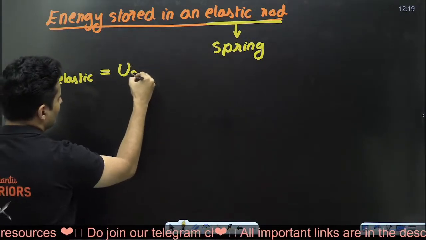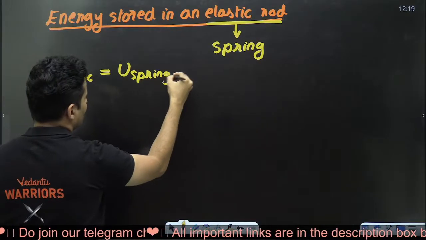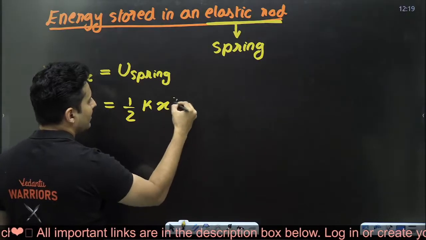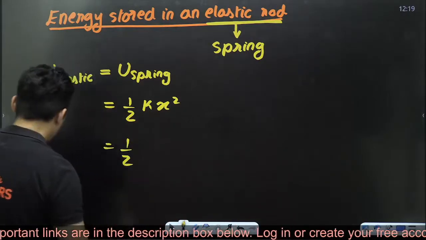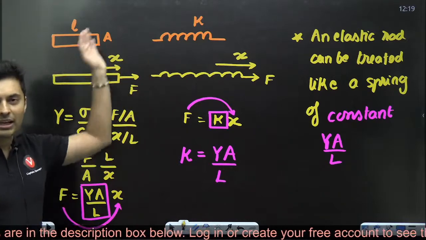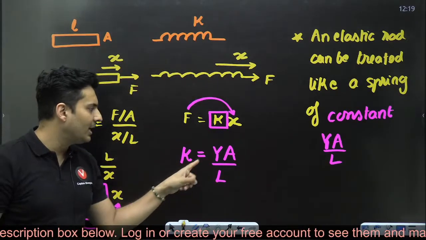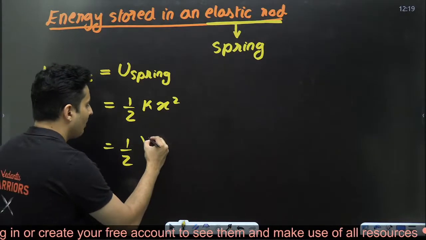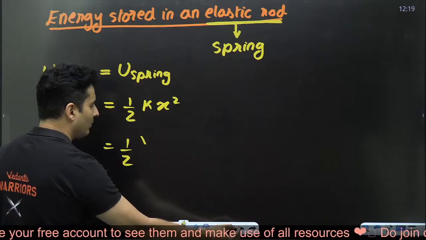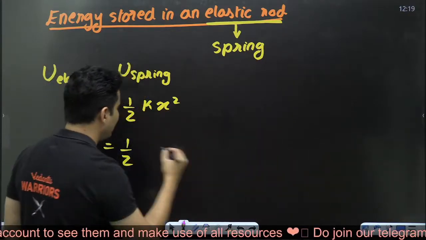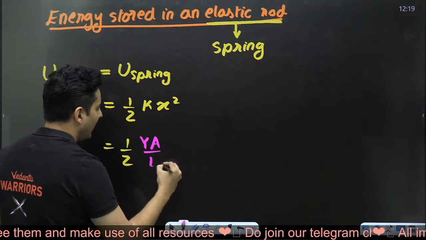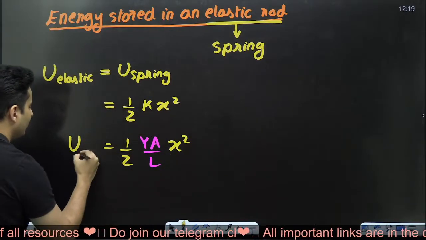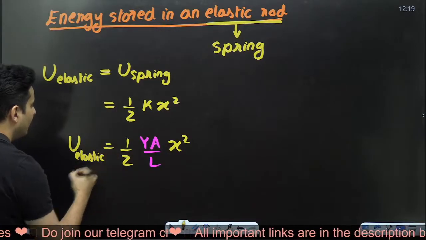is like the energy stored in a spring, and the energy stored in a spring is none other than half kx square. But wait a minute, I just figured out whenever I have a rod, I can convert it into a spring of constant k, which is YA by L. So instead of k, why not write it as YA divided by L, and then x square. So that is the elastic potential energy which is stored.